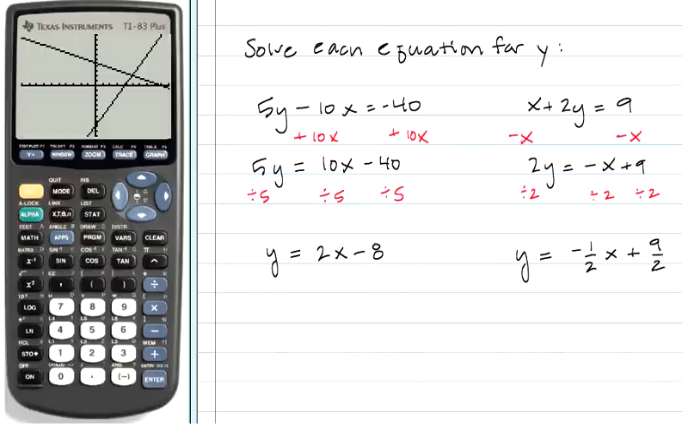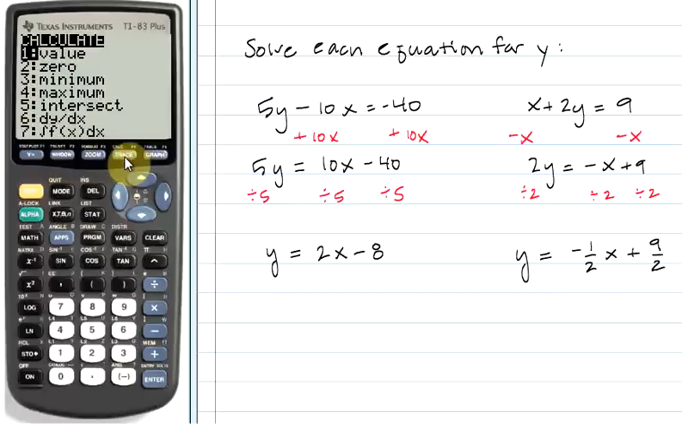So the question is, how do we get our graphing calculator to tell us where that point of intersection is located? We're going to hit the second key and then the trace key. It's going to take us to the calculate menu, and notice that option number 5 is intersect. We want to know where those two lines intersect, so it makes perfect sense to choose option number 5. I'll scroll down using my down arrow to number 5 and then click enter.